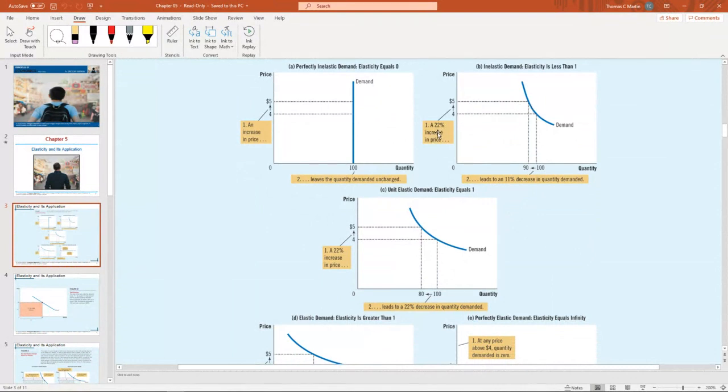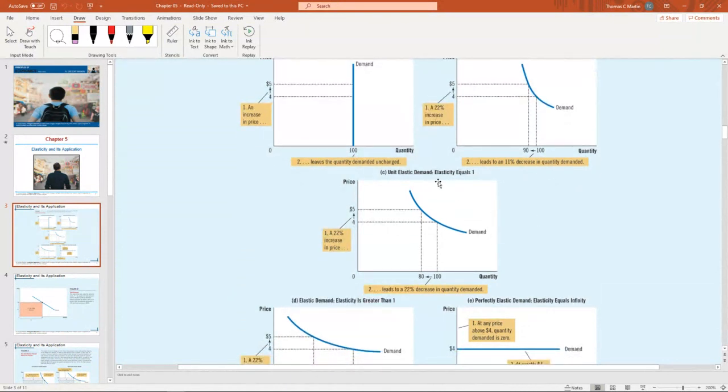And as this one says, if there's a 22% increase in price, you will see an 11% decrease in quantity. That's an inelastic curve. When the quantity doesn't respond equal to or above the price change, it's inelastic. As we can see here, we'll change the price here and it doesn't matter at all.